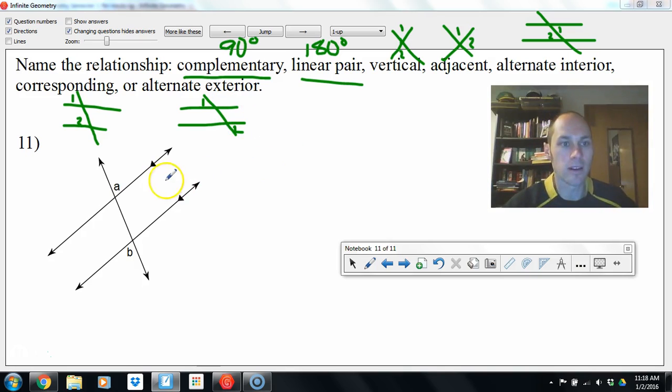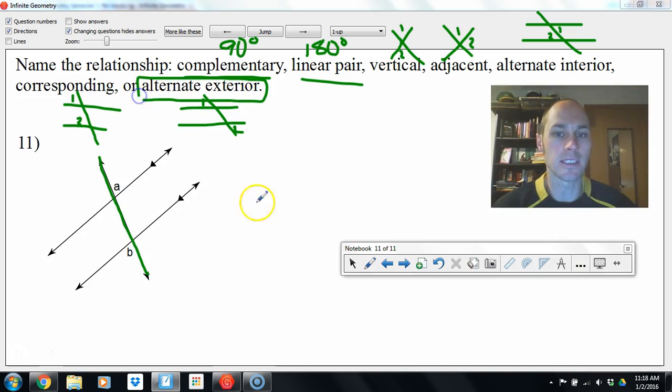So which one do we have here? They're alternating. Here are our parallel lines. Here's our transversal cutting through those two. They're on alternating sides of the transversal, and they're on the exterior of these two parallel lines. So this would be alternate exterior.